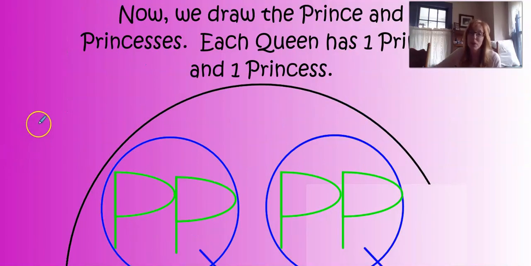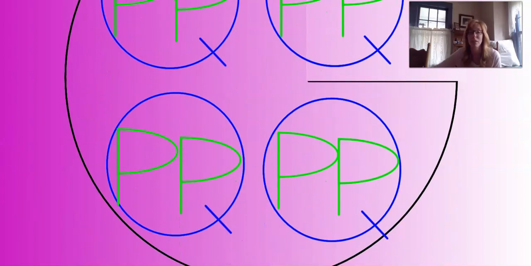And then remember, now to draw the prince and the princess, because each queen has 1 prince and 1 princess. So you have your kingdom of Gallon, your big G. Within the kingdom of Gallon, you have 4 queens. And then within each queen, there is a prince and a princess. So you should have 1 G, 4 Q's, and 2, 4, 6, 8, because 4 times 2 is 8, and 8 P's in your kingdom of Gallon.